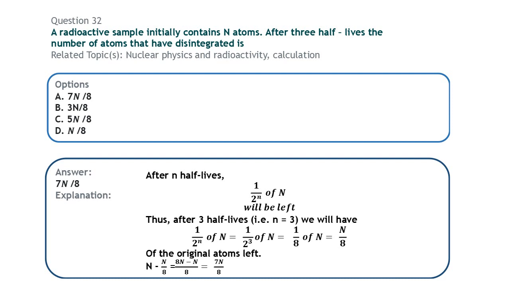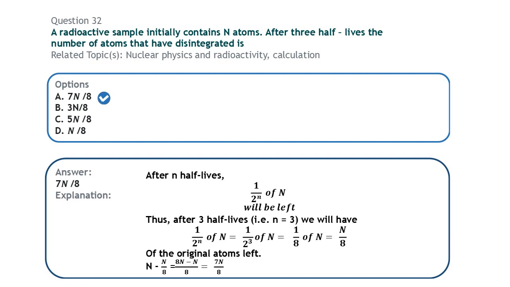Now if it's 3 half-lives that we have, instead of n half-lives, then we are going to have 1 over 2 raised to power n, where our n now is 3. So we are going to have 1 over 2 raised to power 3 of N. 2 times 2 times 2 is 8, so you have 1 over 8 of N, and that will be N over 8. So you are going to have N over 8 of the original atoms.